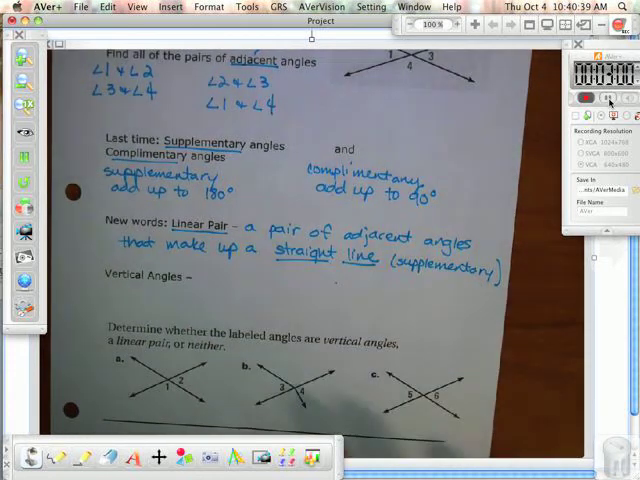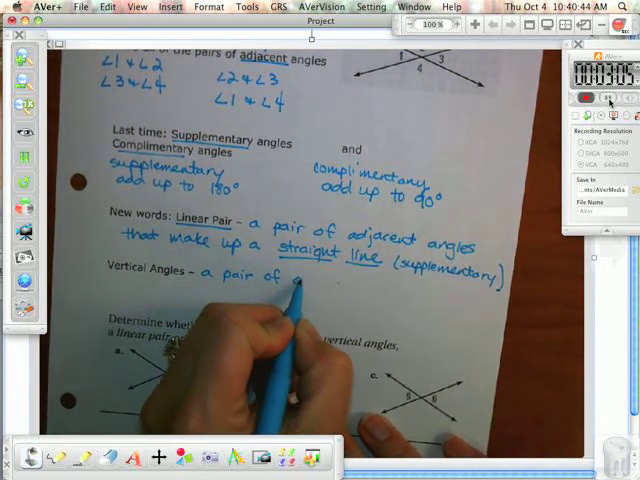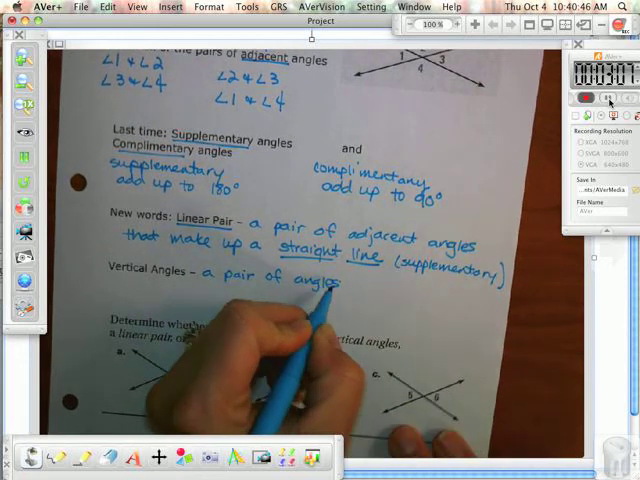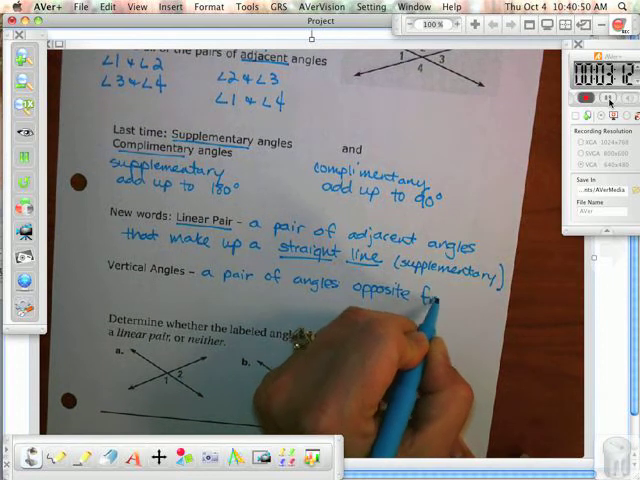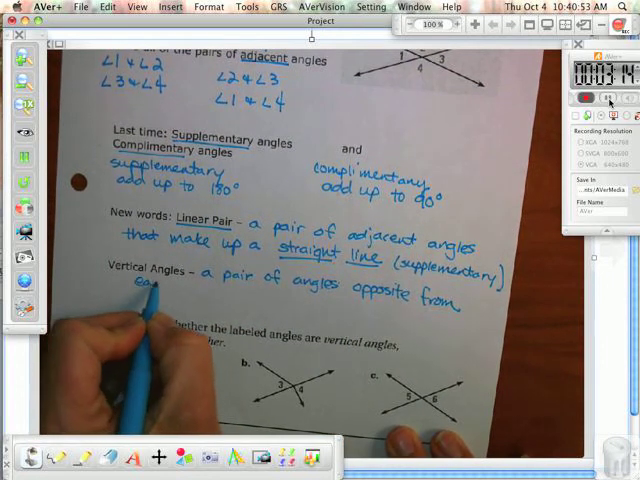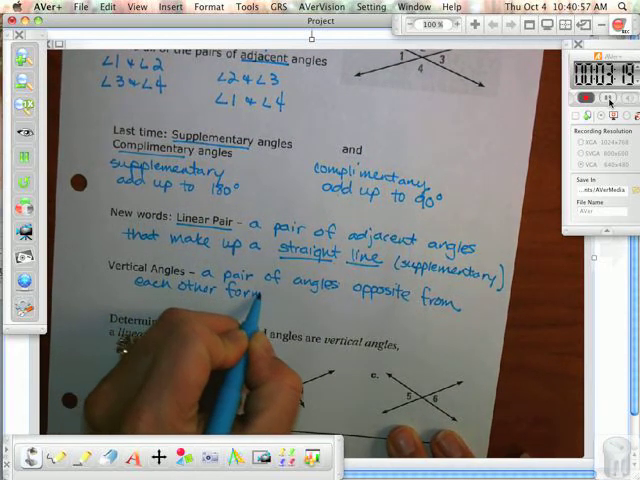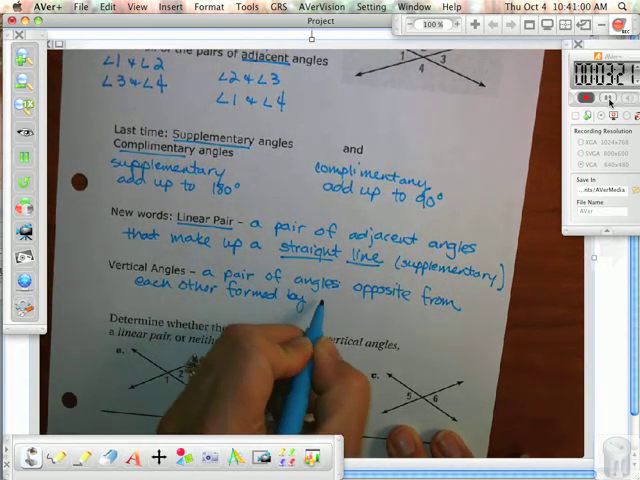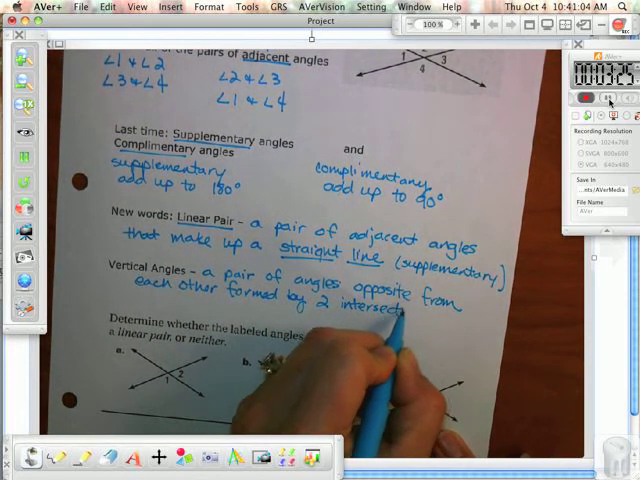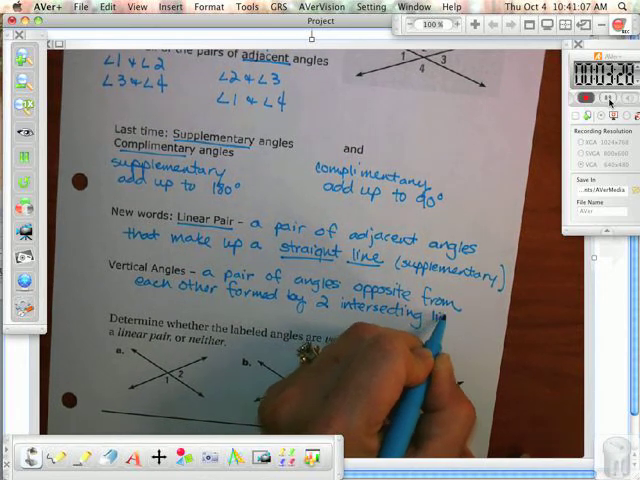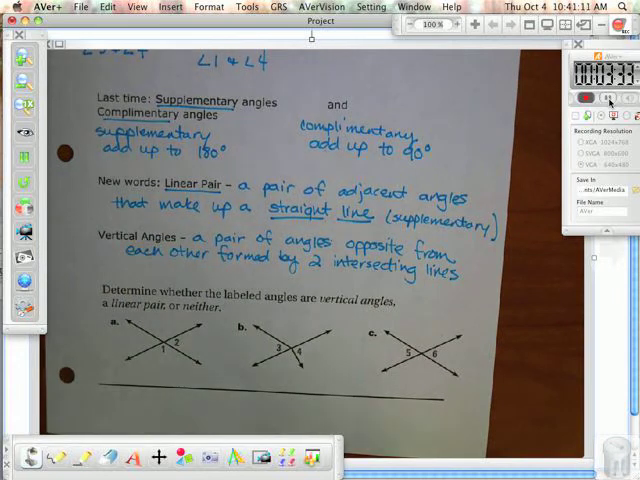Vertical angles. A pair of angles opposite from each other formed by 2 intersecting lines. So it's a pair of angles opposite from each other formed by 2 intersecting lines.